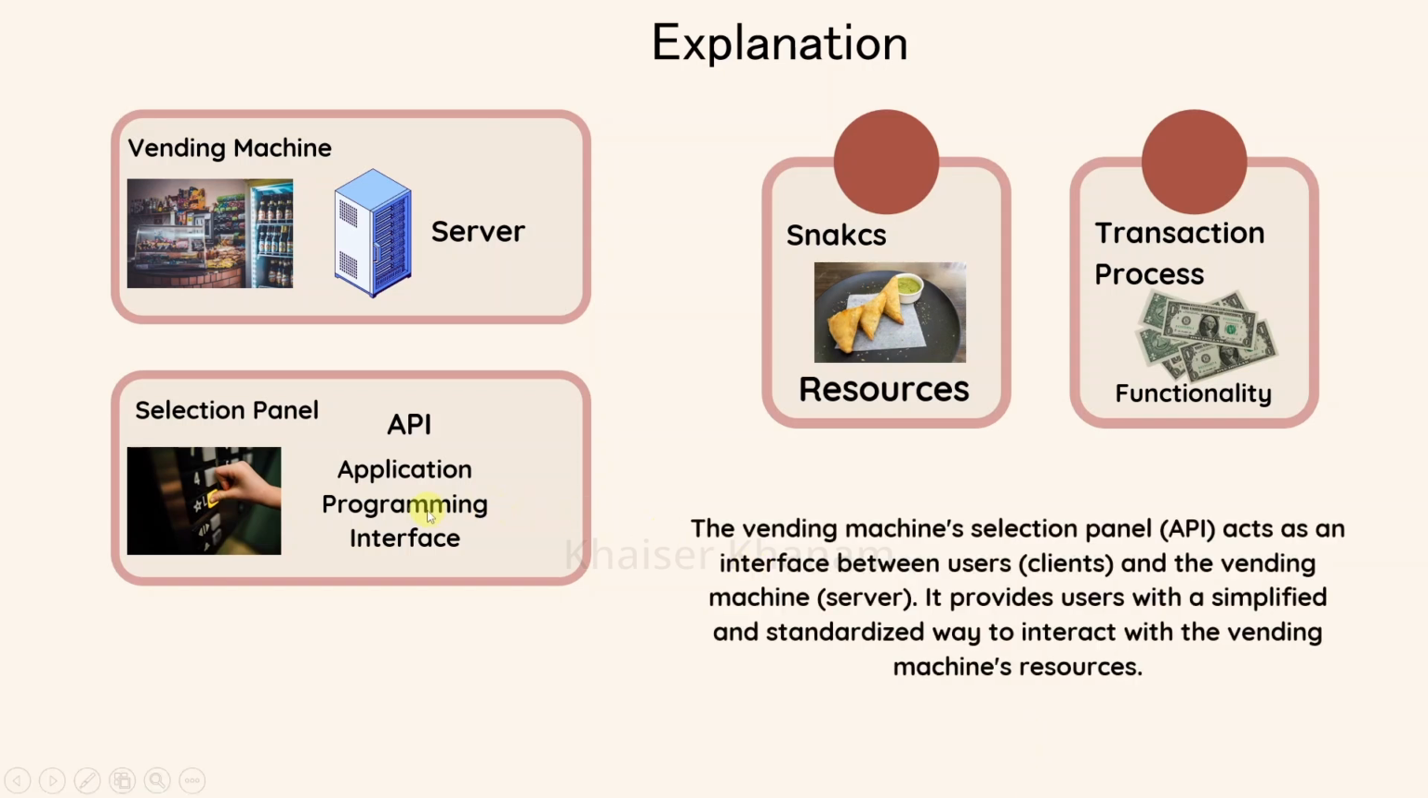So here, the vending machine's selection panel will be treated as the interface between the user and the server, that is our vending machine. Users are the clients and the server is our vending machine. Only with the help of this selection panel are we able to interact with the vending machine. Without this selection panel, we cannot interact with the vending machine and we will not get whatever snacks are required. So this is the complete analogy to understand APIs.